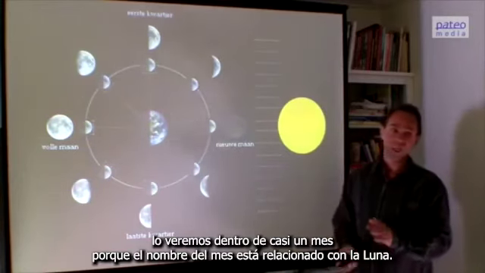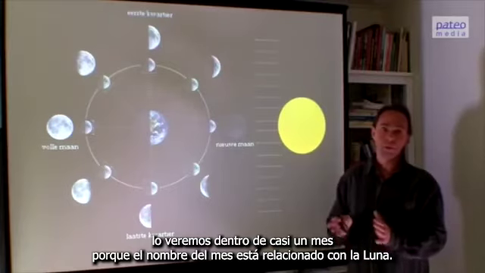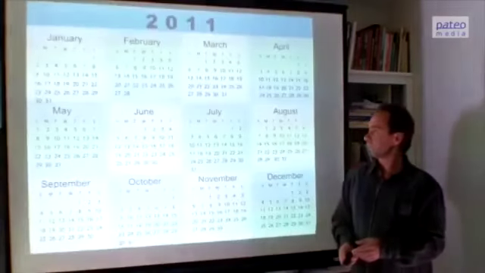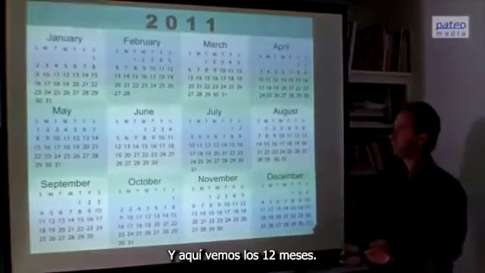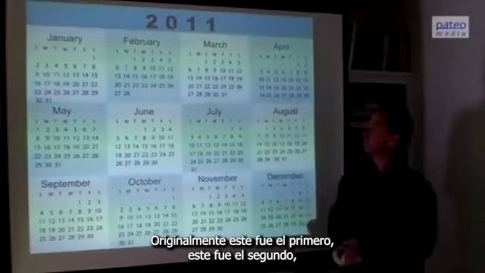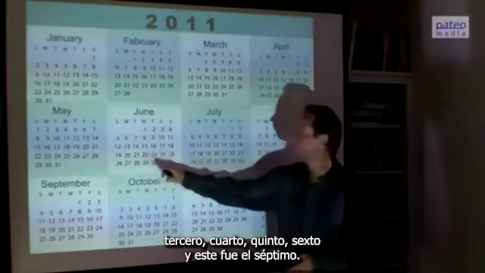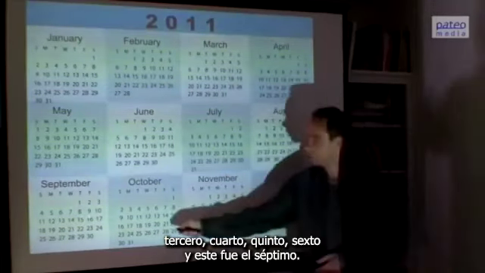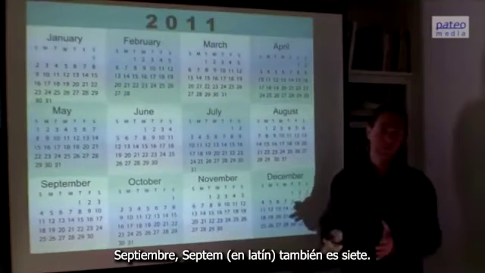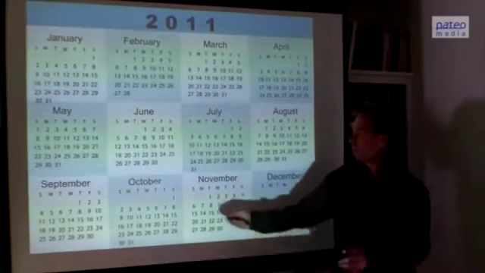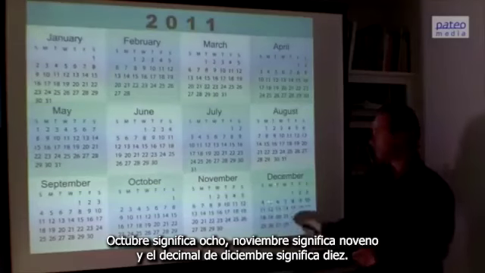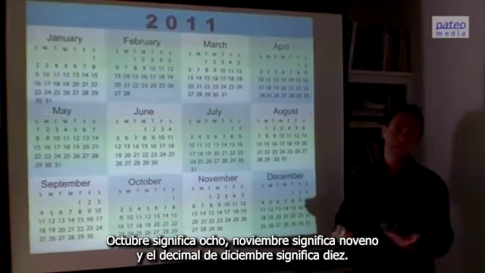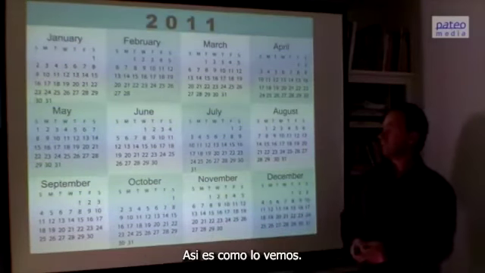That is the dynamics we see in nearly a month's time, because the name month is related to moon. And here we see the 12 months. Originally, this was the first one. This was the second, third, fourth, fifth, sixth, and this was the seventh one, September. Septem means also 7. Octo means 8. Novem means 9. And decimal means 10. That's how we see it.